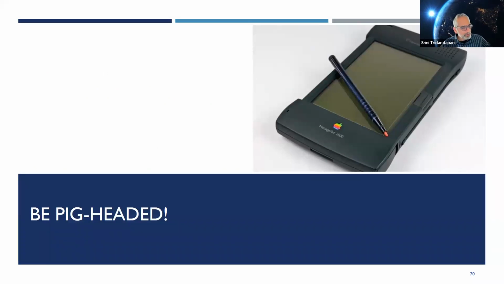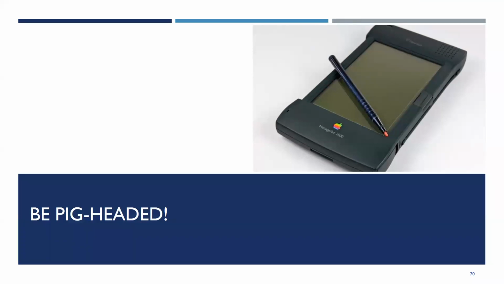So you have to be pig-headed. The other lesson with commercialization is you have to be pig-headed. Just because the market said one thing, you can't give up if there's a reason for you to stay with your technology. Let's see, Sangeet, do you know what that picture is on the right? I think it's a scribble pad kind of thing that I would suggest.